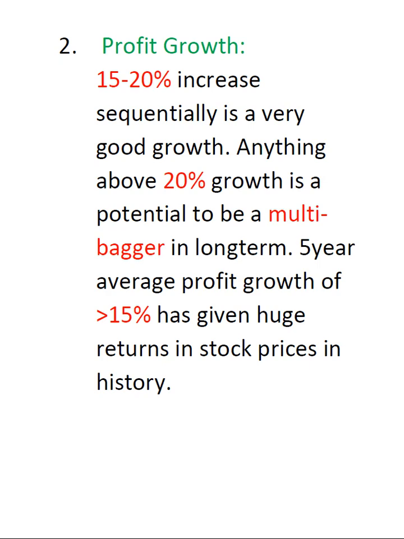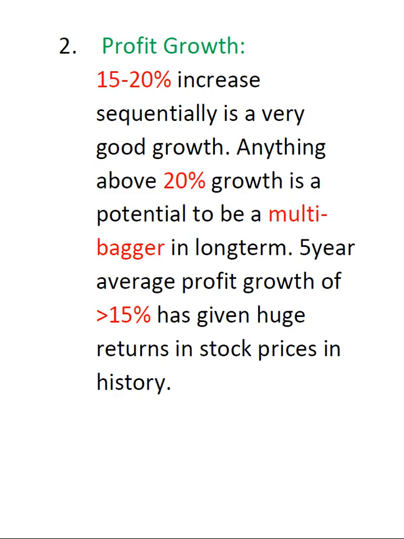Profit growth. Some companies in the early stage of their business will show losses. So you have to wait for profit growth to come in after like 2 or 3 years. Likewise, you have to see at least a 5-year track record of profit growth. If the profit growth is 15 to 20% sequentially, then it is very good growth. Sometimes a stock has 20% growth in profit, and these are the companies which are multi-baggers in the long run.